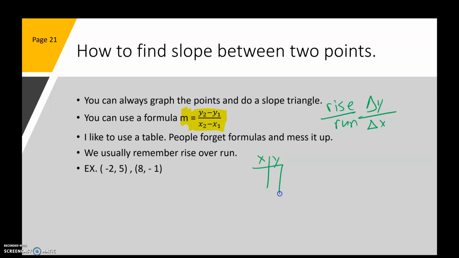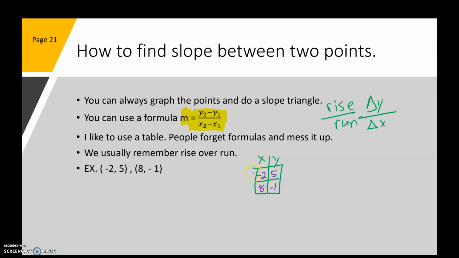So what I do is I just make a real quick XY table. It's a lot less work than doing the formula. And I put each point in. Let me get a different color here. And I go -2, 5, and 8, -1. And so what I'm going to do is just use basic counting skills here.